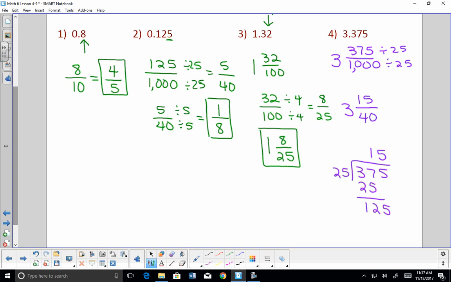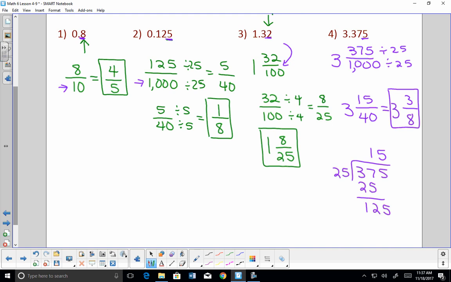But 15 over 40 reduces. 5 goes into 15 3 times, and 5 goes into 40 8 times. So 3 and 3/8. The better you can reduce your fractions, the easier these problems will be. But they're not hard. You just look at the place value of the last digit, and that place value becomes the denominator of your fraction. The place value of the 8 was the tenths, that became our denominator. The place value of the 5 was the thousandths, that became our denominator. The place value of the 2 was the hundredths, that became our denominator. The place value of this 5 was the thousandths, that became our denominator.